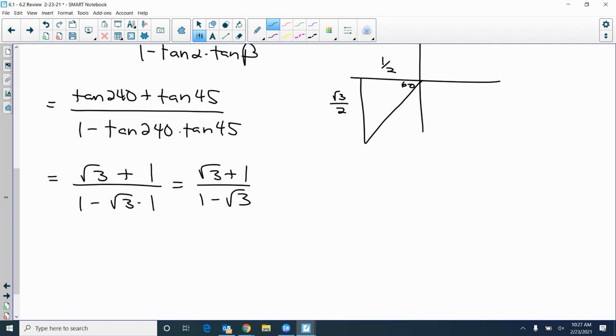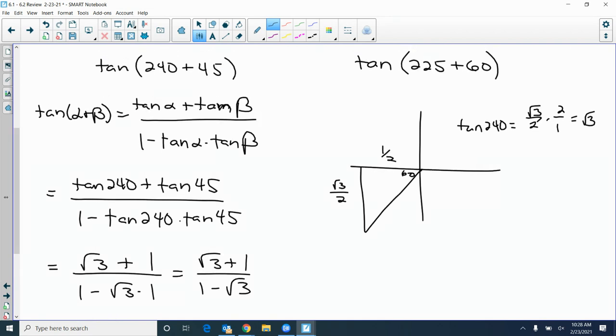Is it okay if I wrote the denominator as negative square root of 3 plus 1? Like I rearranged it. That's fine. That's absolutely fine. All right, so I'm going to leave that. And so that equals square root of 3 plus 1 over 1 minus square root of 3. I'm not going to get too concerned about rationalizing. I am going to come back to that in a second, though.